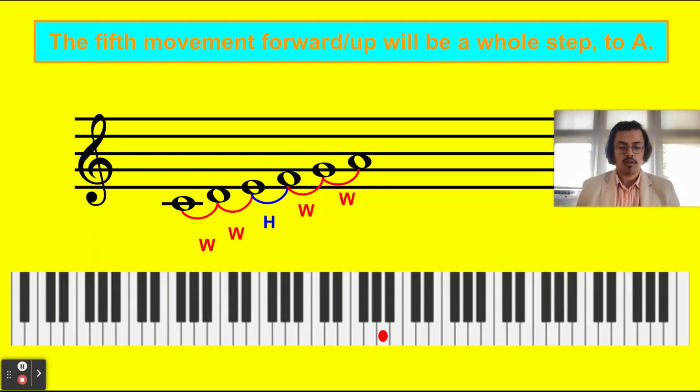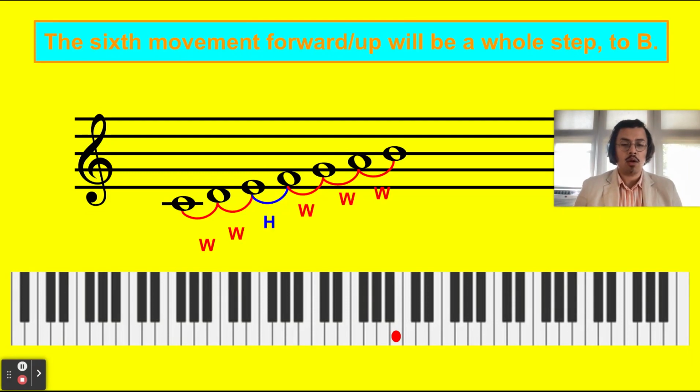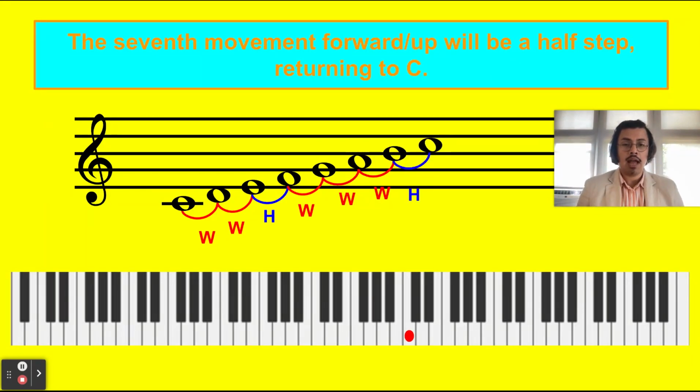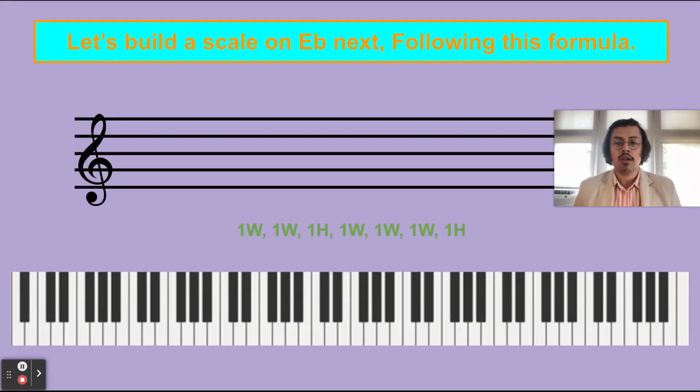Okay, then we're going to move another whole step up to B. Half step plus half step makes one whole step. And then last but not least, we're going to move to C in one half step, returning to C. So the scale is C D E F G A B C. Remember that major scales are the happy scales. Okay, let's do another one.